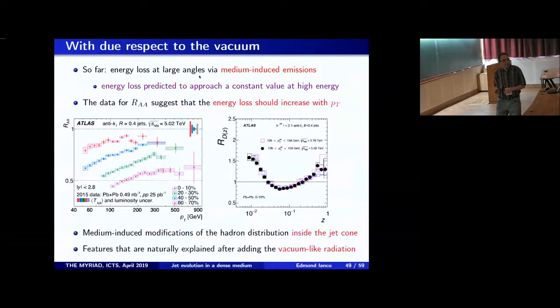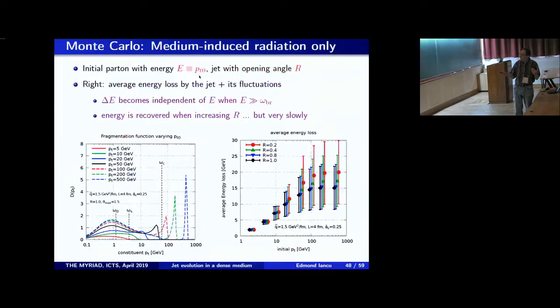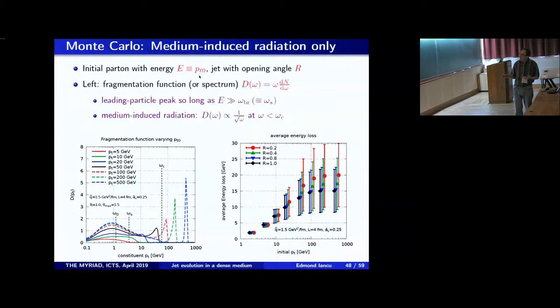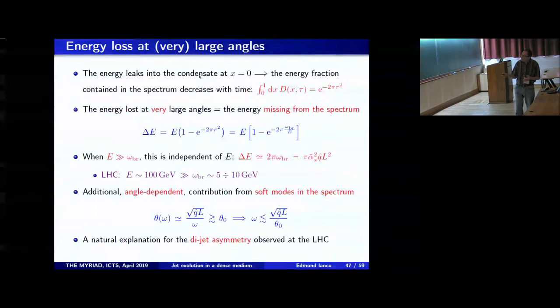So what I want to say is that so far I have forgotten about the vacuum-like emissions, because the purpose was to describe the energy lost at large angles, and that was only associated with medium-induced emissions. In particular, the mechanism I just showed was predicting an energy loss which approaches a constant value at high energy, right? That's this part. At high energy, the energy loss is the same. This value here is just given by the medium scale.